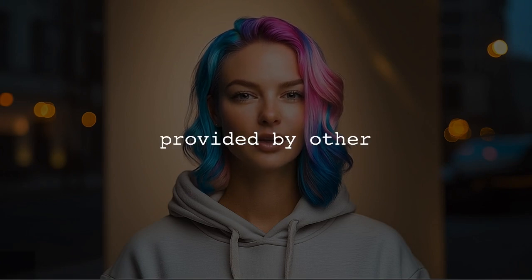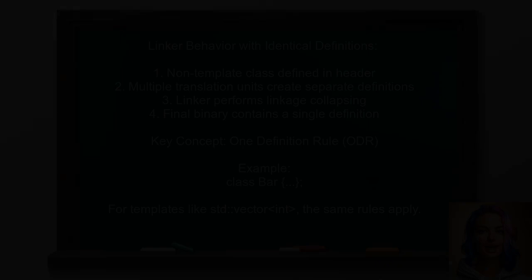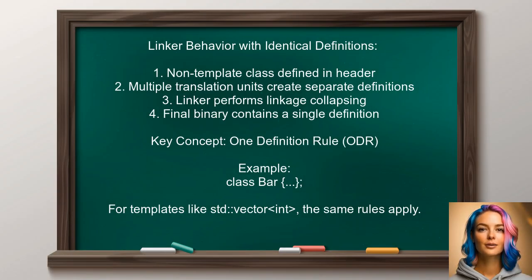Now, let's look at the answers provided by other users. This user explains that when a non-template class like bar is defined in a header included in multiple translation units, the linker will not create multiple definitions in the final binary. Instead, it performs what's called linkage collapsing. This means that even though there are two definitions in the object files, the linker resolves them to a single definition in the final binary. This behavior is guided by the one definition rule, or ODR, which ensures that definitions are identical in semantics. The same principle applies to template instantiations, like std::vector<int>, where the linker treats them similarly.